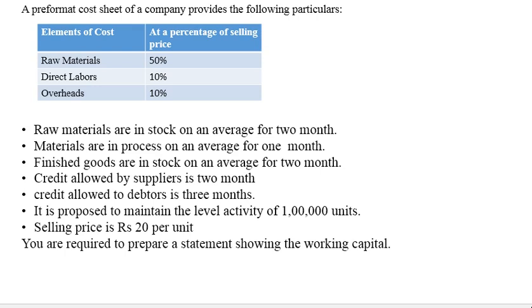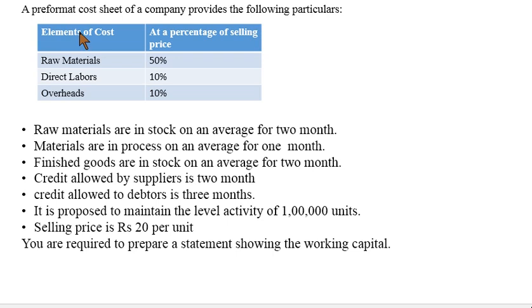Hello students, this is another problem under working capital management. Here the percentage of a cost is given. You have to convert that percentage into rupees, then calculate the total cost of material, labor and overhead. Okay, so I'll go through the problem first.